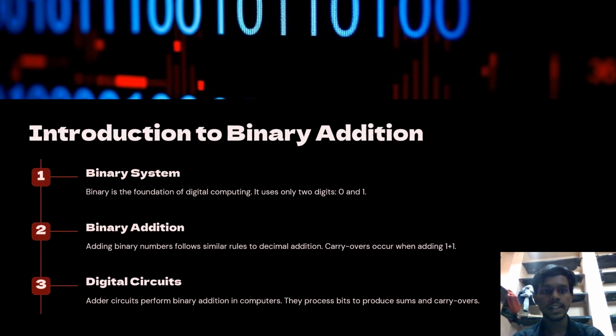Introduction to binary addition. The binary system is the foundation of digital computing. It uses only two digits, 0 and 1. Adding binary numbers follows similar rules to decimal addition. Carry over occurs when adding 1 plus 1. Digital circuits: adder circuits perform binary addition in computers. They process the bits to produce sum and carry overs.